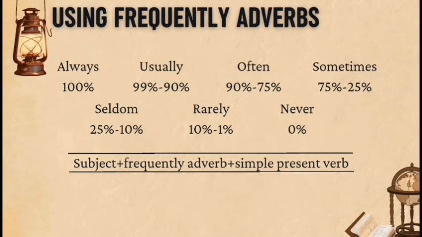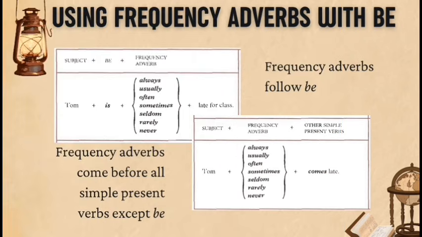Always means 100%, usually 99 to 90%, often 90% to 75%, sometimes 75% to 25%, seldom 25% to 10%, rarely 10% to 1%, and never is 0%. Using frequency adverbs with be. Frequency adverbs follow be. Frequency adverbs come before all simple present verbs except be.